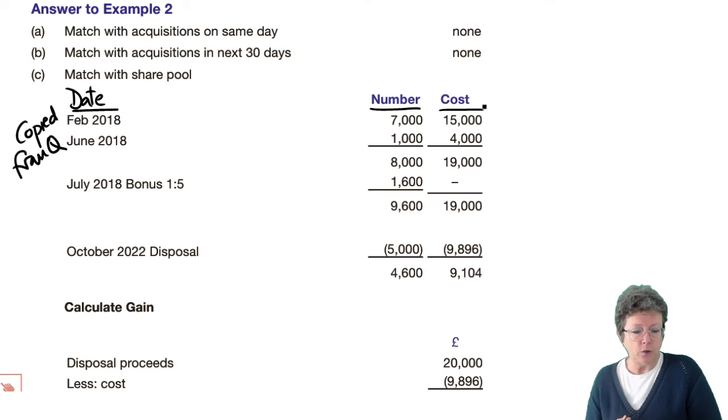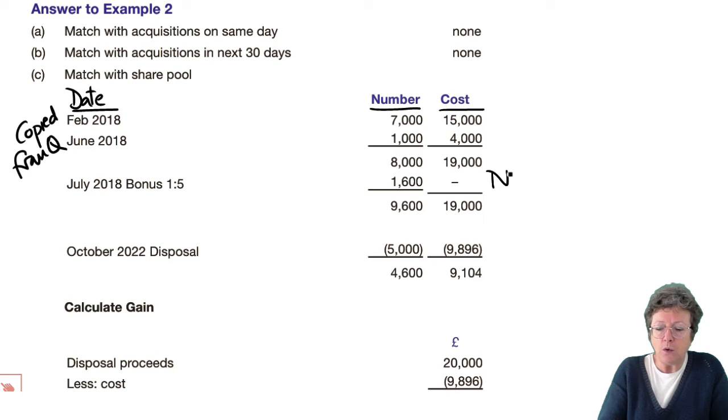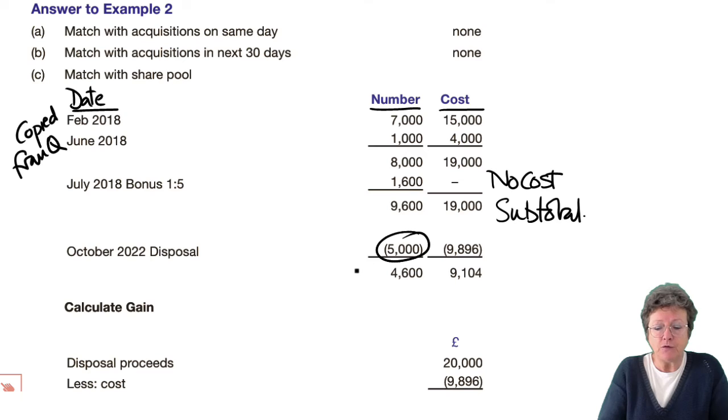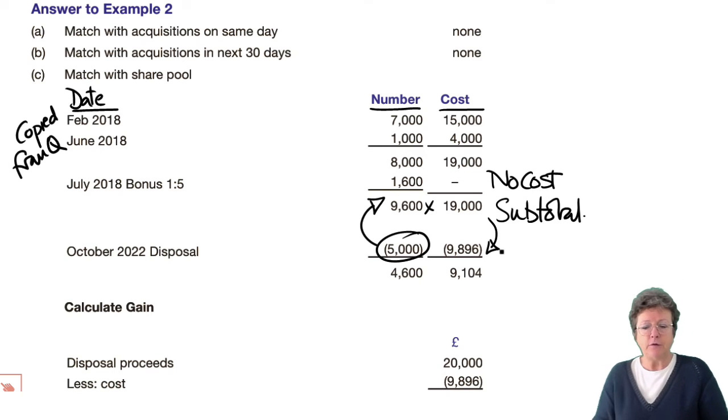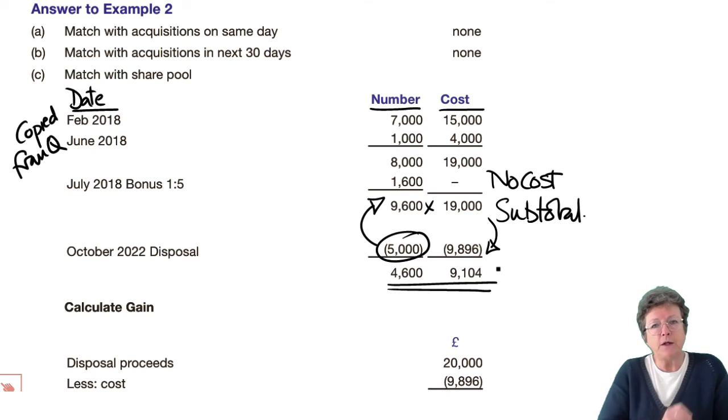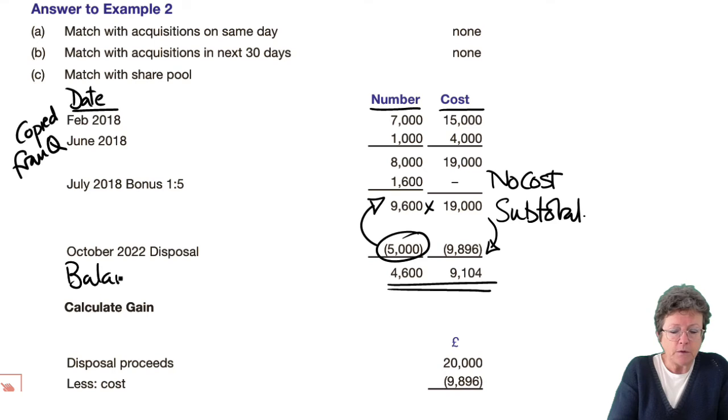The bonus issue in July 18 was 1 for 5. Therefore, they're going to get another 1,600 shares. There is no cost related to that. Subtotal it again. And then remove those 5,000 shares. So 5,000 divided by 96 multiplied by that will give you this 9896. That's the figure that goes into your computation. That's the subtotal. That's the balance on the share pool carried forward.